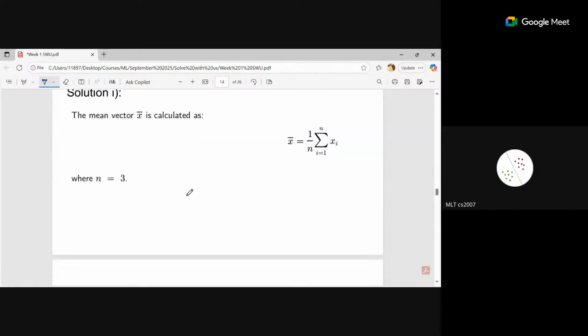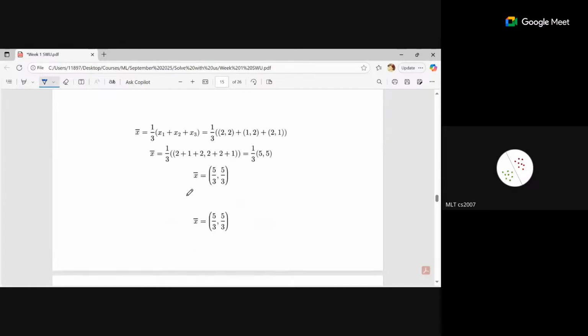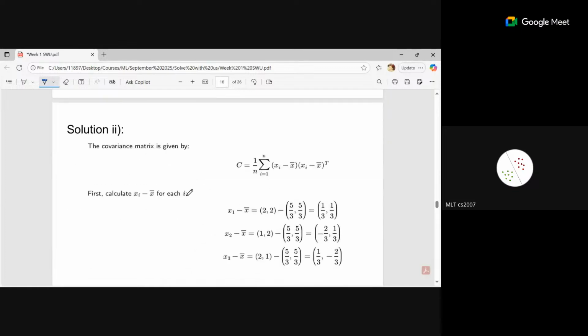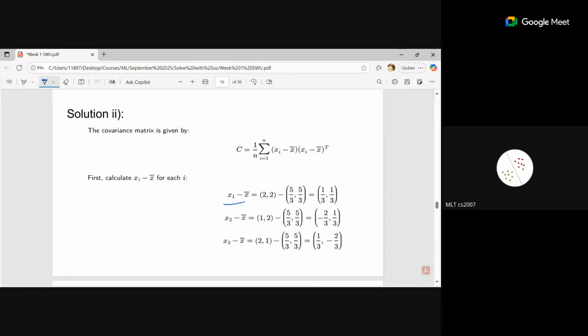Now, the mean we had calculated, and that was 5 by 3, 5 by 3. So if we have to find the centered data, we need to do xi minus x bar: x1 minus x bar, x2 minus x bar, and x3 minus x bar. My x1 was 2 comma 2 and x bar was 5 by 3, 5 by 3. So we got this to be 1 by 3 and 1 by 3, right? Similarly, x2 minus x bar we do, x3 minus x bar we do.